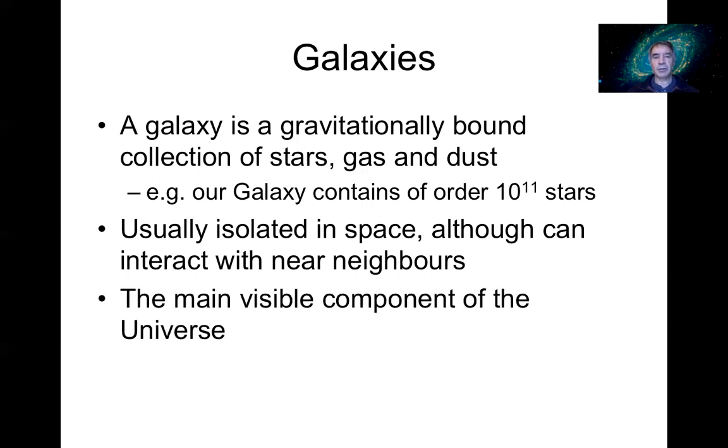If you're looking at the universe as a whole, then you can think of the galaxies that dot about all around the universe as being the main visible component. If you're looking at optical light or any bit of the electromagnetic radiation spectrum, then galaxies are the main visible component of the universe.